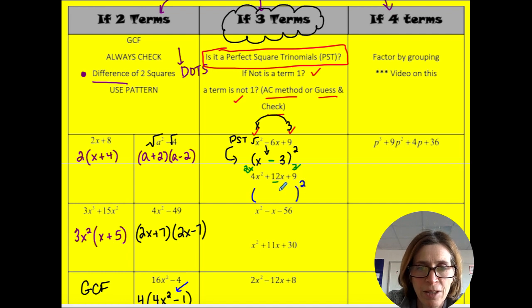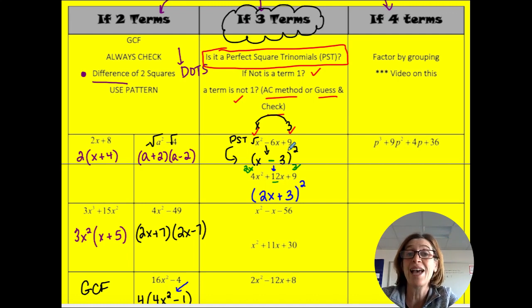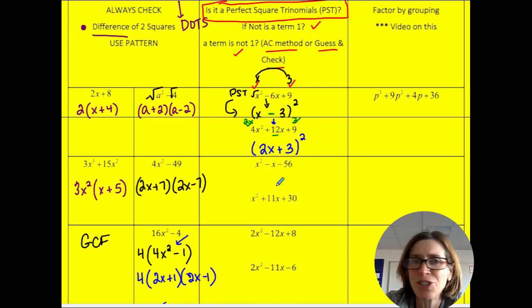So 2x plus 3 squared. Now, in order for it to be a perfect square trinomial as well, this number would have to be even because you're doubling it. So that should kind of make sense to you. All right, after that, we look for GCFs, but then we factor according to the rule.